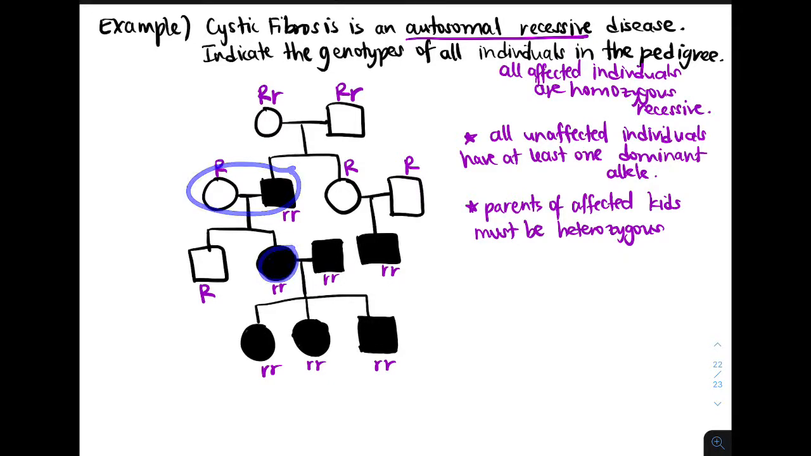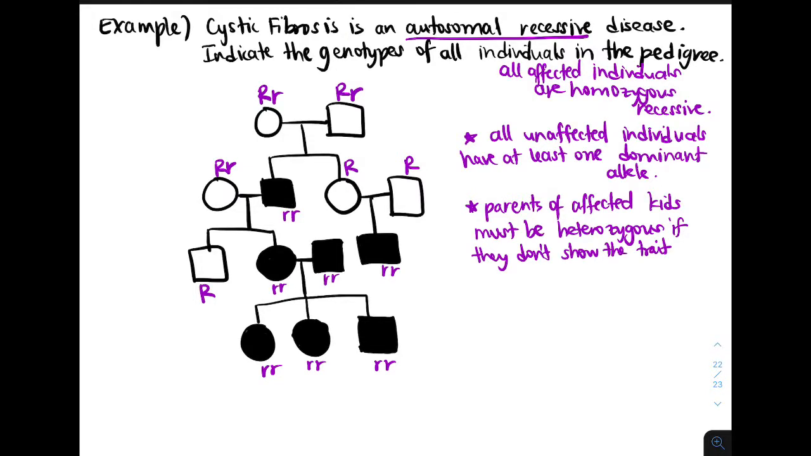Similarly, in the second generation, since the father is homozygous recessive, he will contribute one little r allele, but the mother is unaffected. She does not show the trait. So we stated that parents of affected kids must be heterozygous if they don't show the trait. Therefore, since this daughter has one little r from her father, she must have gotten the other little r from her mother, and so her mother is heterozygous.